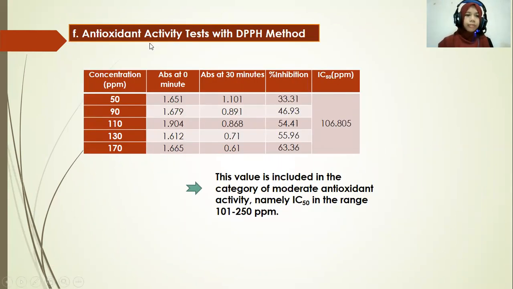And how about antioxidant activity? With the DPPH method, we get the value 106.805. This value is included in the category of moderate antioxidant activity.